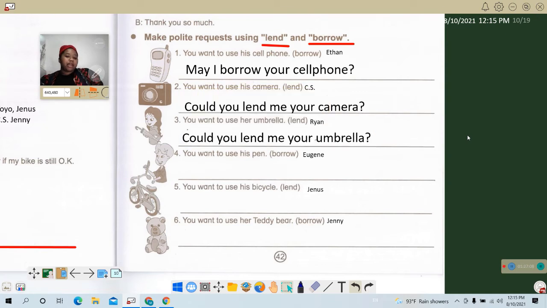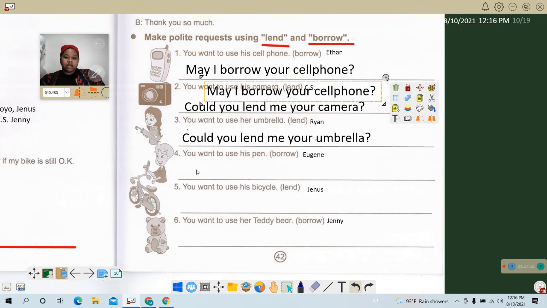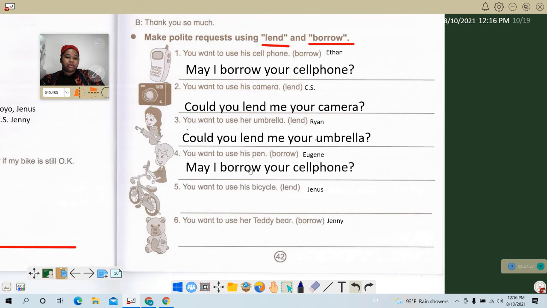Next, Eugene, number 4, you want to use his pen. It's Rick, okay? And you need to use borrow. What is the question? May I borrow your pen? All right. May I borrow your pen?